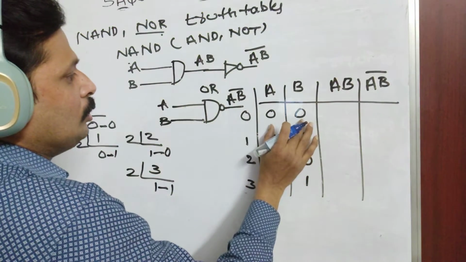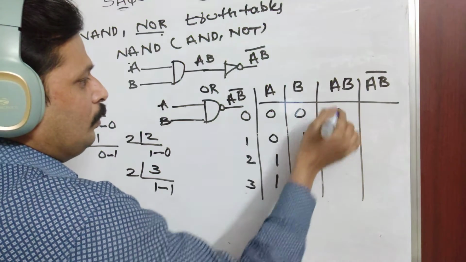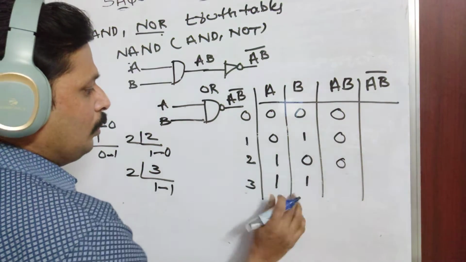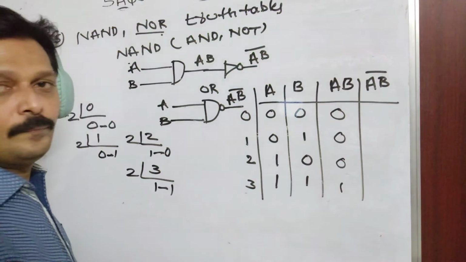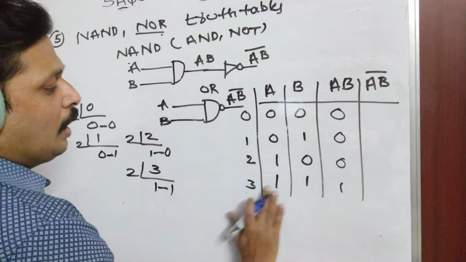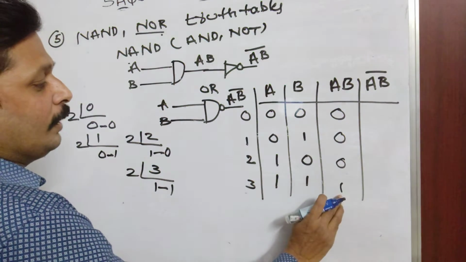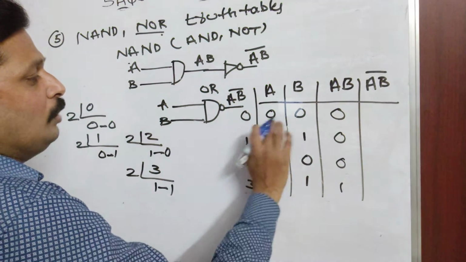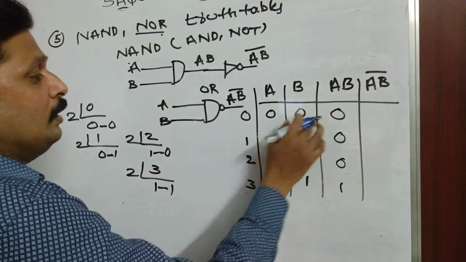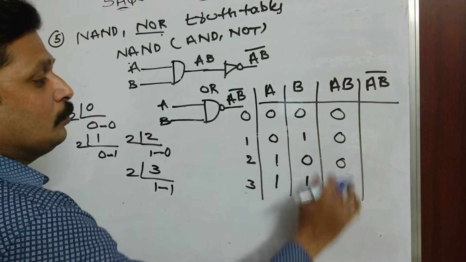Okay? 0, 0, product is 0. 0, 1, result 0. 1, 0, result 0. 1, 1, it is 1. That means for AB, what is the requirement? All inputs should be high. All inputs should be 1. Then only it is 1. If any one or more of the values is 0, then the result should be 0.